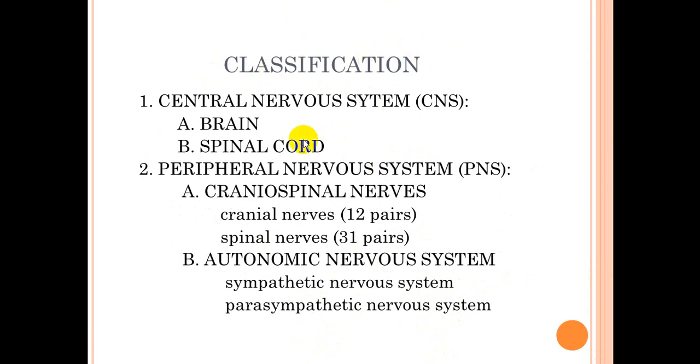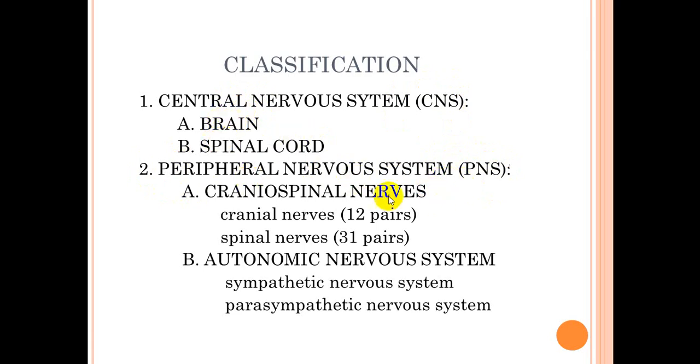Classification of nervous system. So basically there are two types of nervous system. One is central nervous system, CNS. The second is peripheral nervous system, that is PNS. CNS में two parts हैं. One is brain and the other is spinal cord.